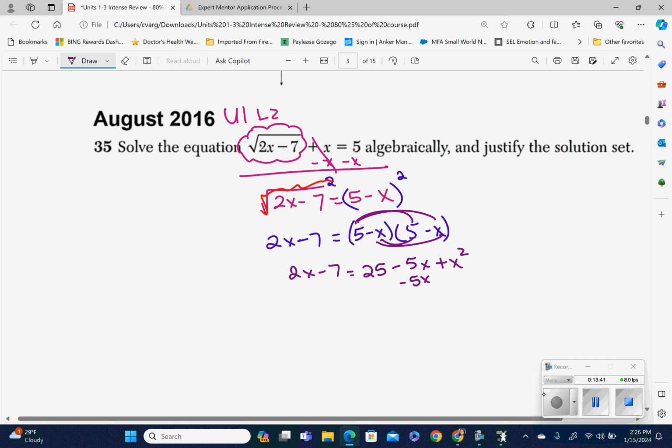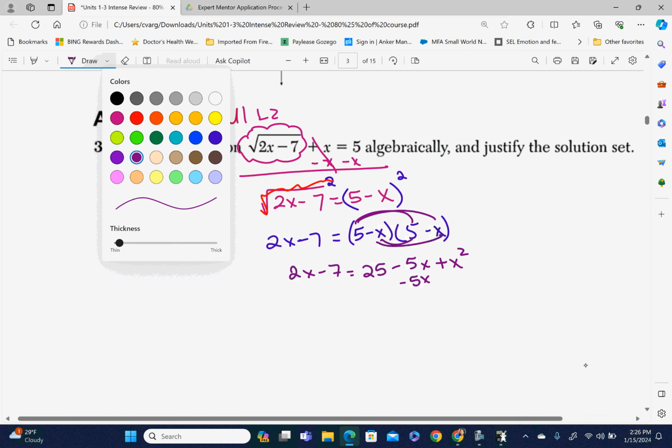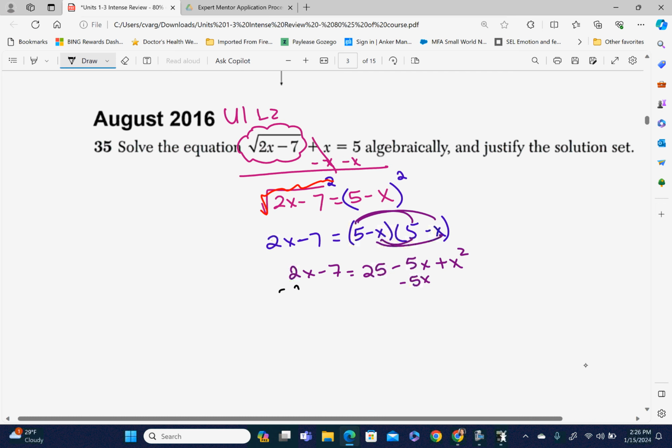So this is 2x minus 7. We're going to zero this out, which means that we're going to move everything over to one side. So let me do this in a different color. So minus 2x, and plus 7, plus 7. Do you see how I lined these up? So this is going to be easy for me to do. So this is going to be 25 plus 7 is 32.